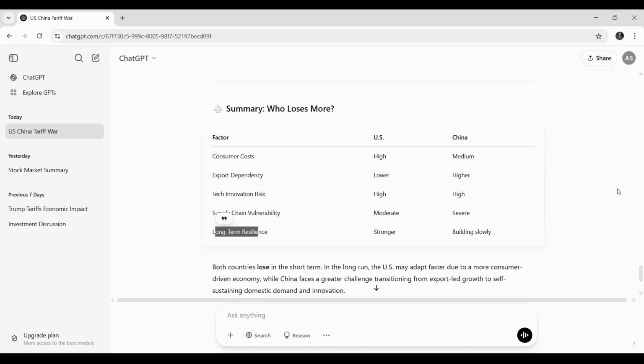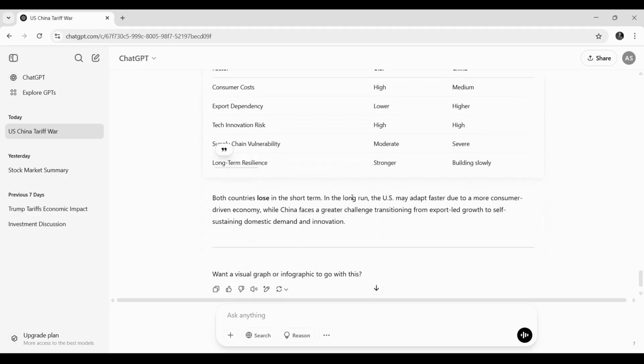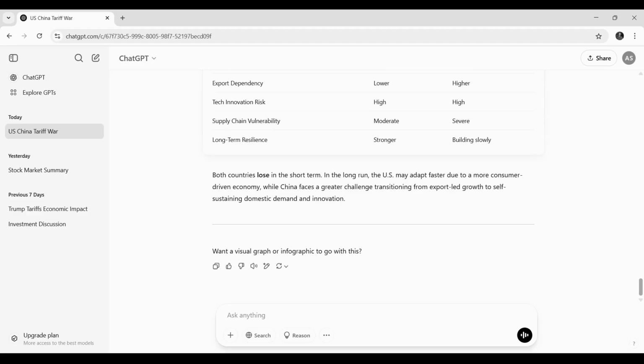So both countries lose in the short term, but in the long run, the US may adapt faster due to a more consumer driven economy. The US economy is more consumer driven, so they will adapt faster, while China faces a greater challenge transitioning from export led growth to self sustaining domestic demand and innovation. So this is the answer given to me for this one.